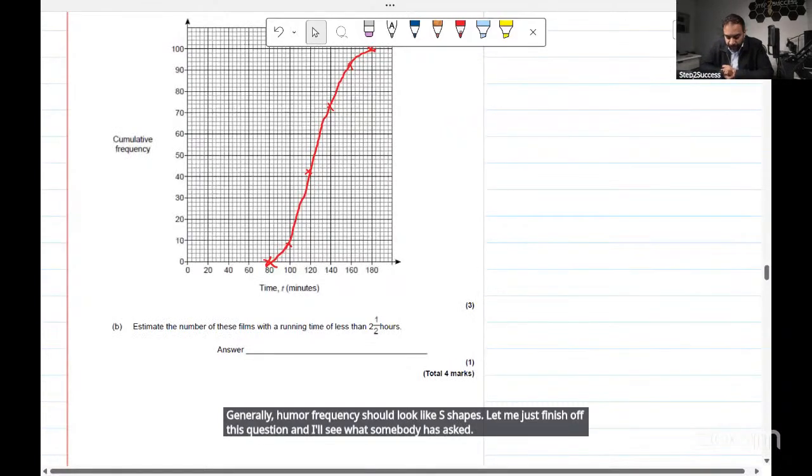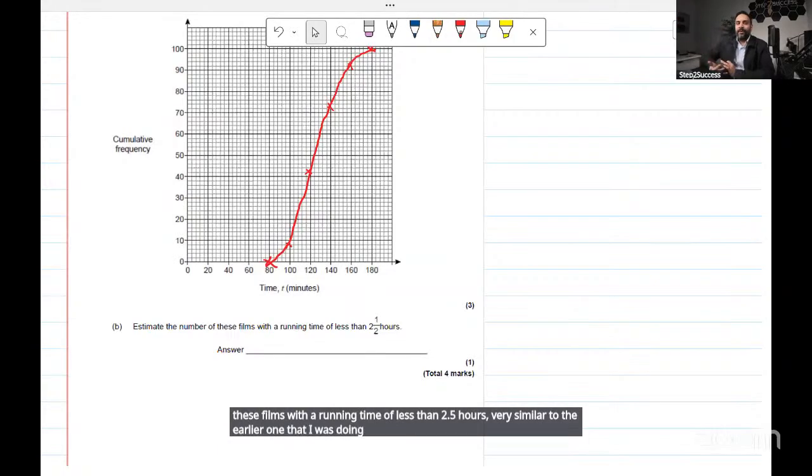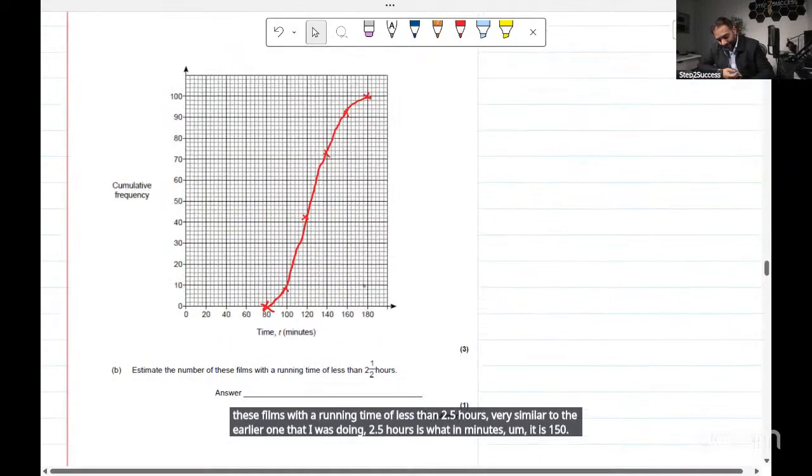Estimate the number of these films with a running time of less than 2.5 hours. Very similar to the earlier one that I was doing. 2.5 hours is what in minutes? It is 150. 150 minutes.